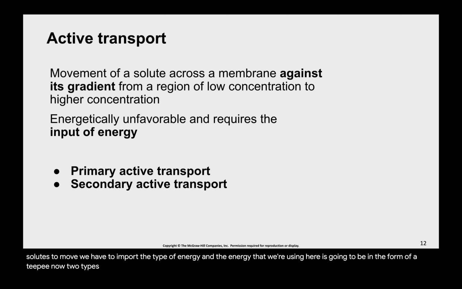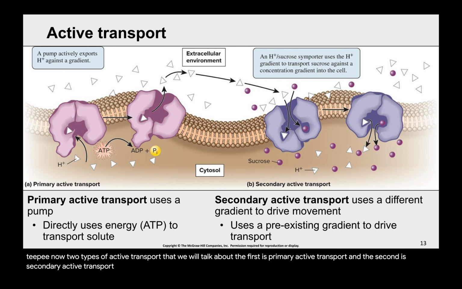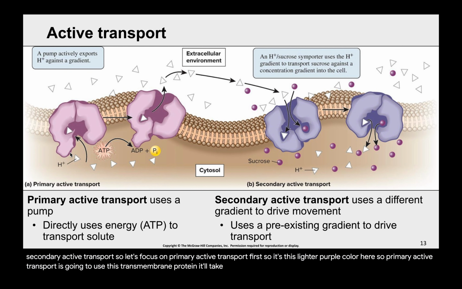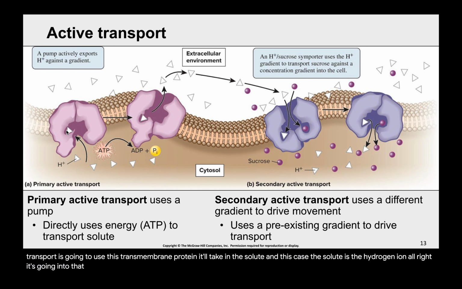Now, two types of active transport that we will talk about. The first is primary active transport, and the second is secondary active transport. So let's focus on primary active transport first. So it's this lighter purple color here. So primary active transport is going to use this transmembrane protein. Right? It'll take in the solute, and in this case, the solute is a hydrogen ion. Right? It's going into that pocket.